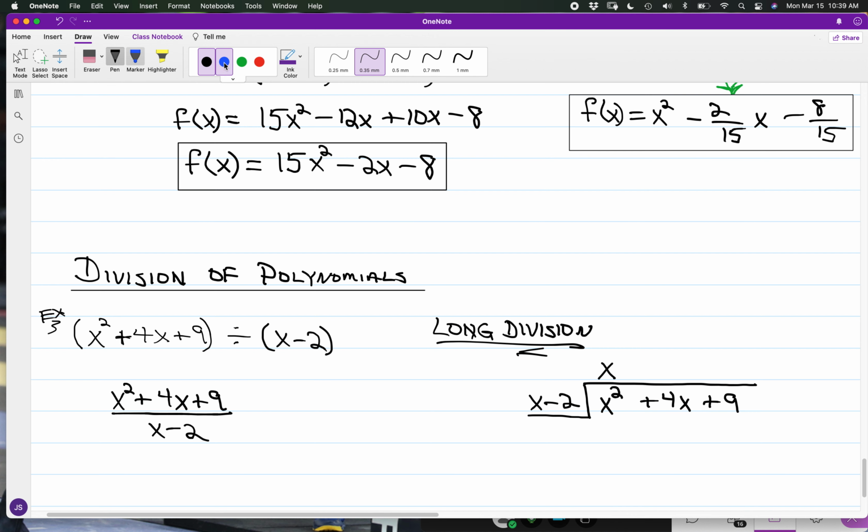So along each stage, just to give you a little bit of a cue here, you have x times x minus 2. So this is going to be x squared minus 2x. Looking at what we have, if I distribute x over x minus 2, x times x becomes x squared, x times negative 2 becomes negative 2x.